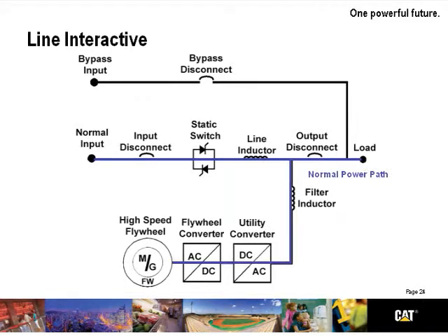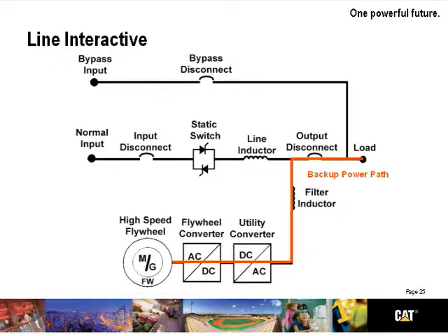When you look at the normal power path, we show it through the static switch and the line inductor. If you look at the vertical line, we see the filter inductor. These two inductors provide most of the conditioning. We provide some power down to, in this case, our high-speed flywheel. It could also be a battery, thus keeping the high-speed flywheel at its rated speed, waiting for any kind of a power anomaly to come along. And when it does, it takes over the load.